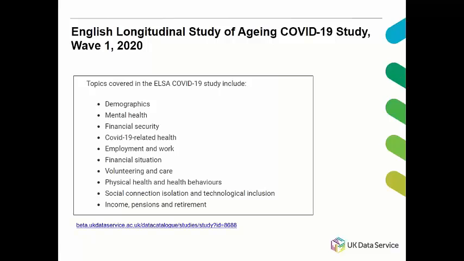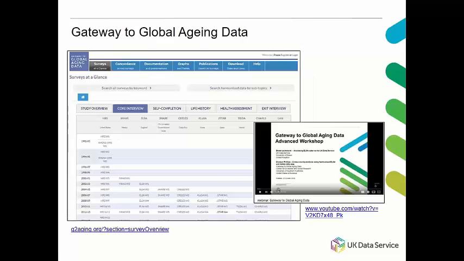Now, again, ELSA has also responded to COVID-19, and there is an English Longitudinal Study of Ageing COVID-19 study available, Wave 1 from this year, obviously. And the topics that are covered include demographics, mental health, financial security, COVID-19 related health, employment and work, financial situation, volunteering and care, physical health and health behavior, social connection, isolation and technological inclusion. I think that's a very interesting point here. Income, pension and retirement. And I provided the link so you can find it easily.